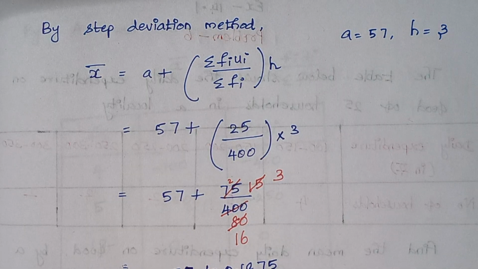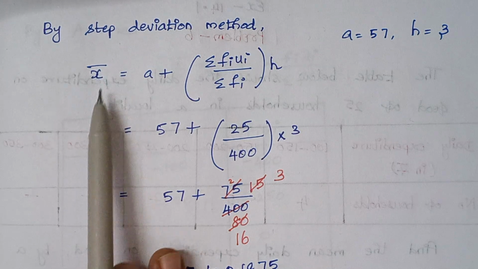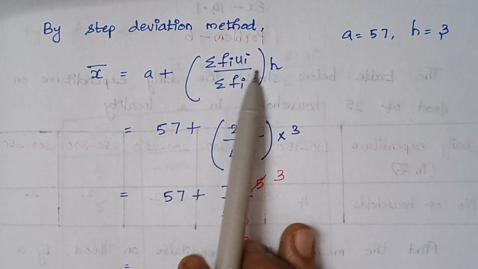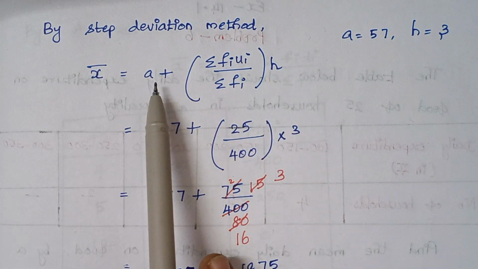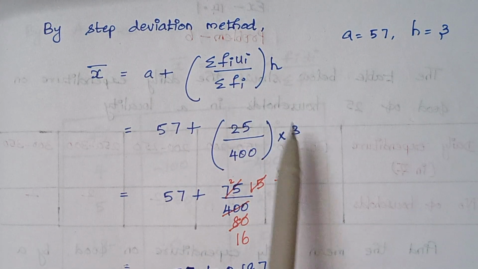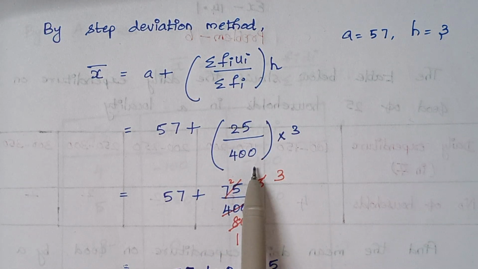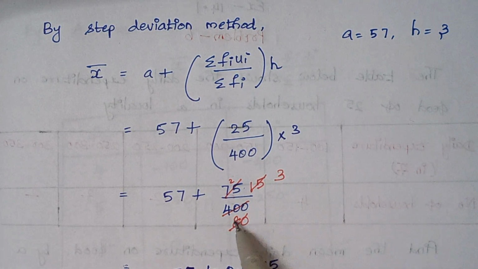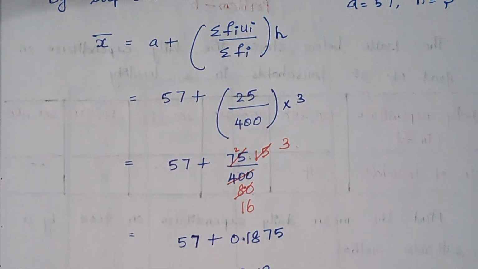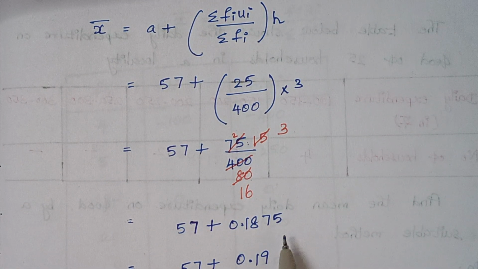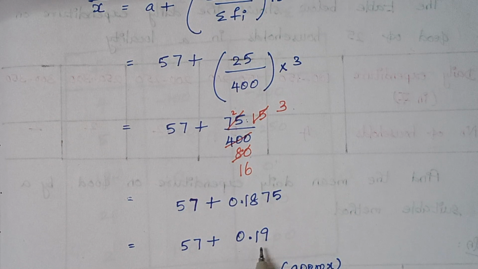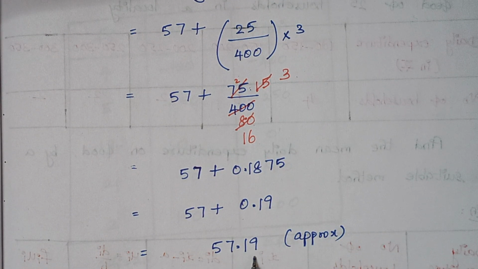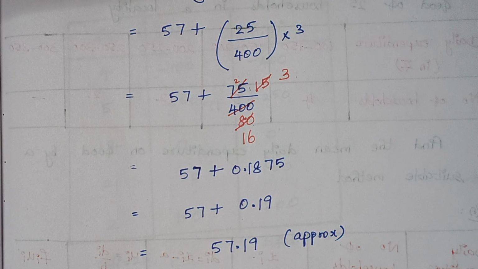Now by the step deviation method, the formula is x bar is equal to a plus summation of fi ui by summation of fi into h. So here the value of a is 57, h is 3, the summation of fi ui is 25 and summation of fi is 400. So 25 into 3 is 75, and when you cancel 75 and 400, that results in 3 by 16. So 3 by 16 gives 0.1875. So I am approximating it as 0.19. Now when you add 57 and 0.19, the answer is 57.19. So this is the value of the mean number of mangoes which are kept in the packing boxes.